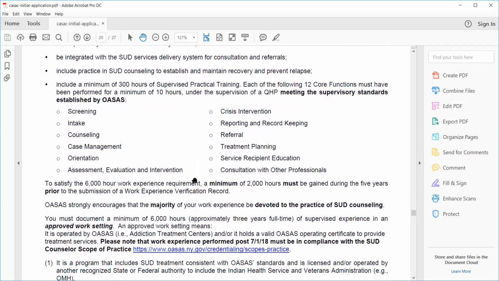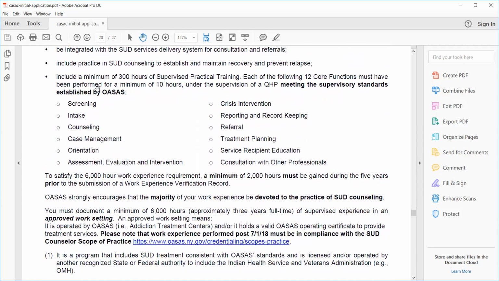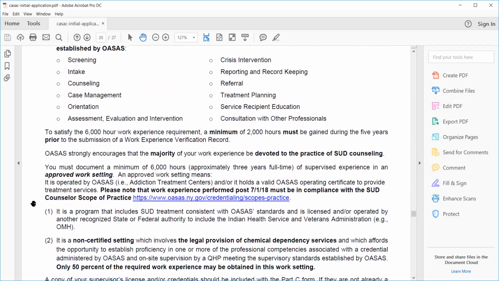All right, let me go down a little bit here. Remember all those things you were working on, the core competencies in your contracts, there they are. And then they talk about the 6,000 hours. They give you a little bit of information about that here.